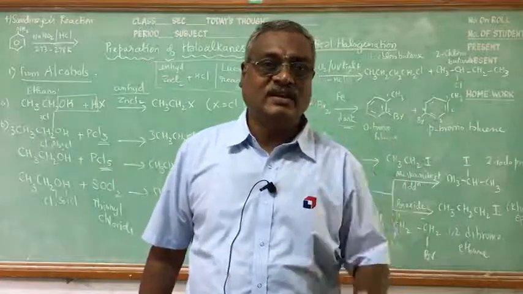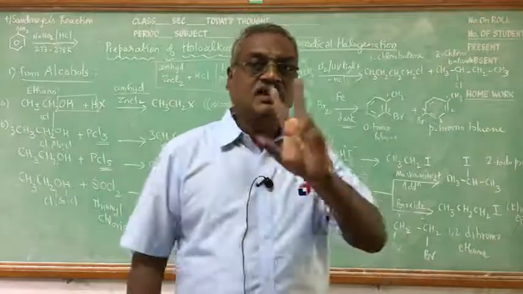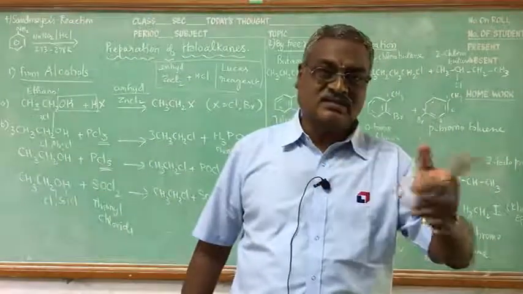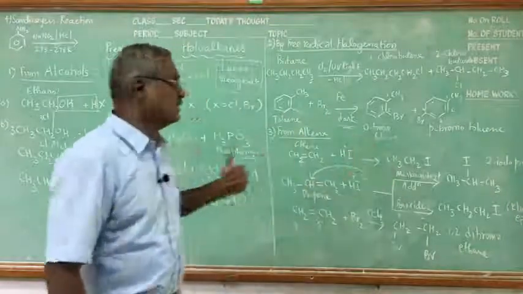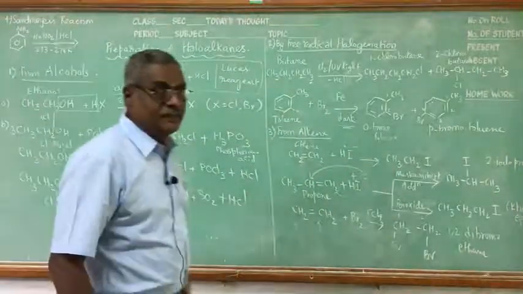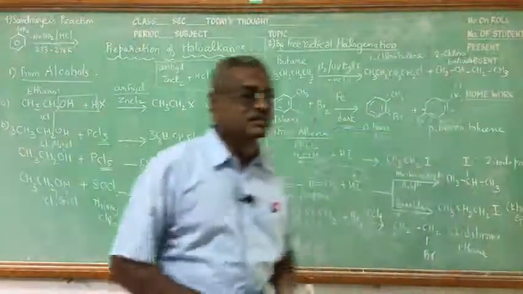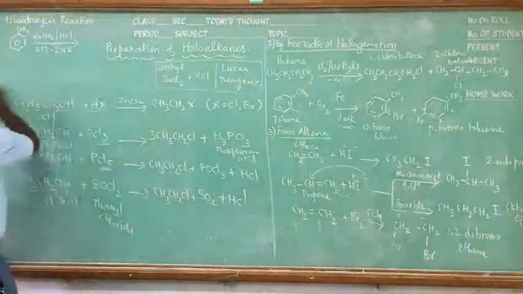Monohaloalkane, dihaloalkane. This is a dihaloalkane having 2 halogens on 2 successive carbons. So this is the third method from alkene. Now the fourth method is known as Sandmeyer's reaction. It is a name reaction, and name reactions are important.